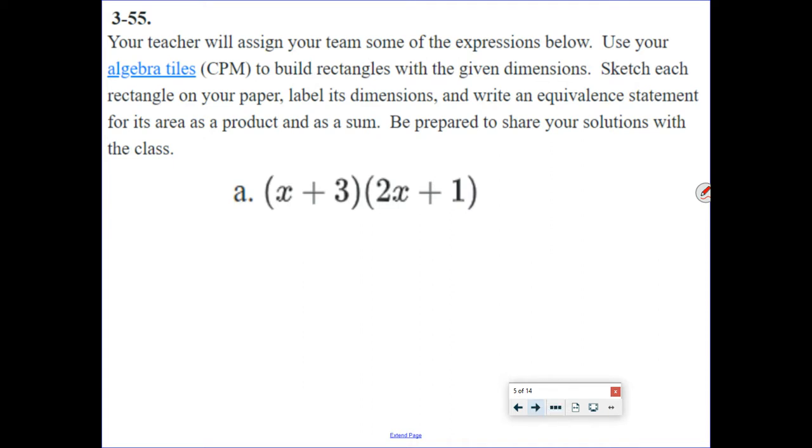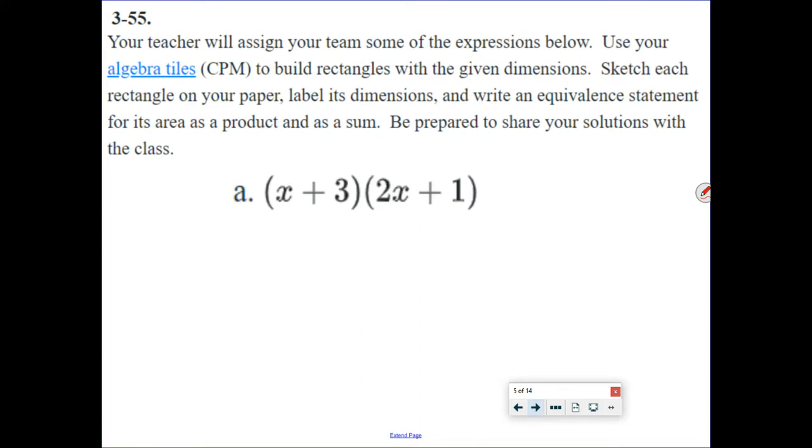Use your algebra tiles. Now, if you go to your book, which you're actually going to need tomorrow, I think we'll just do this one together here. Use your algebra tiles and CPM to build rectangles with the given dimensions. Sketch each rectangle on your paper, label its dimensions, and write an equivalent statement for its area as a product and as a sum. Be prepared to share your solutions with the class.